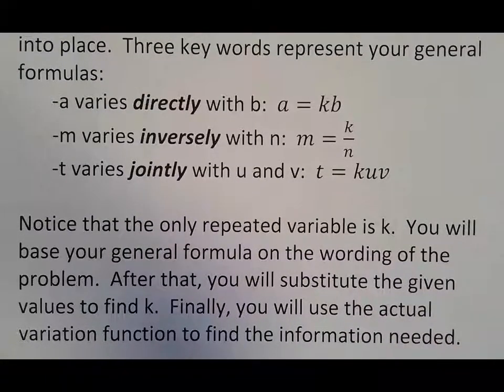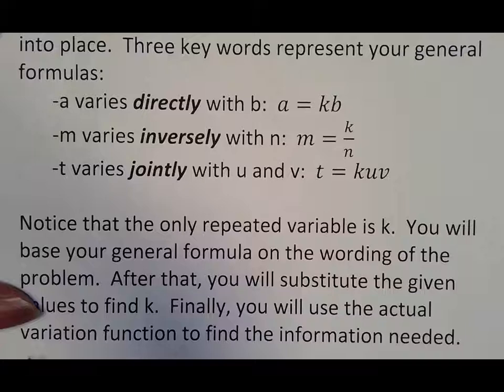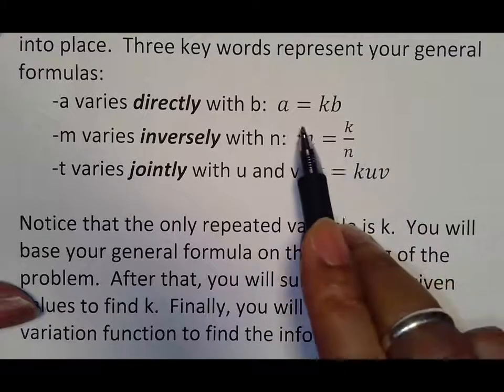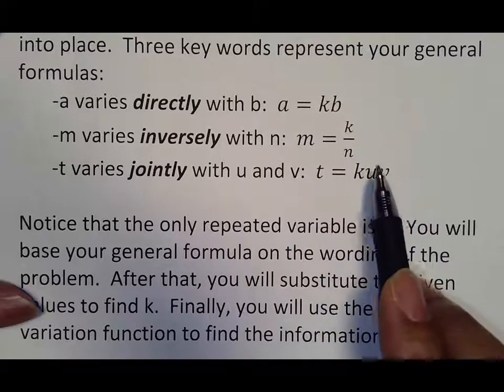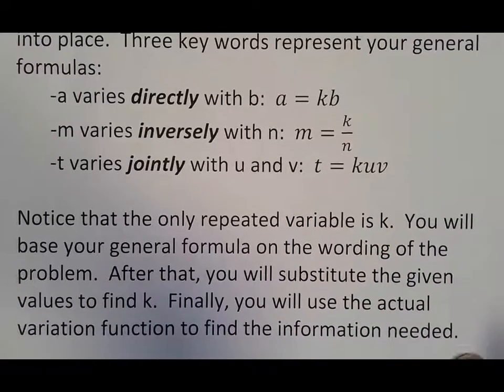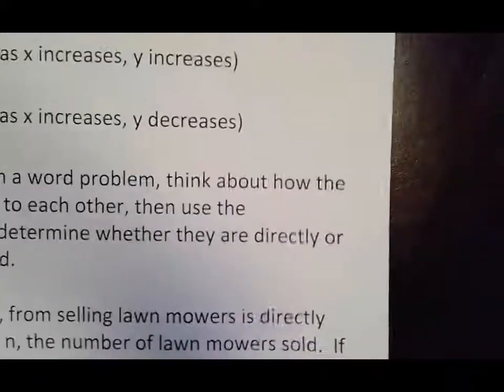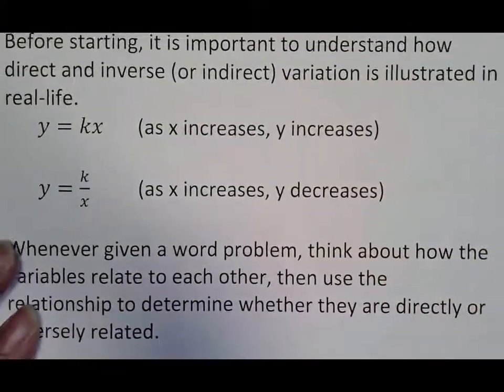You'll base your general formula on the wording of the problem. After that, you'll substitute values to find K. For example, in this one, you'd substitute A and B and solve to get K by itself. Or here, you would multiply to get K by itself. Or here, you would divide by U and V to get K by itself. But once you find K, you would create the general function and then go from there. Again, it sounds complex, but it's really pretty straightforward once you understand the general idea of what you're doing.